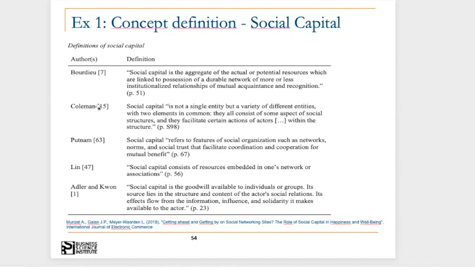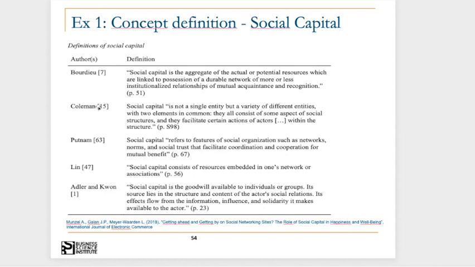The literature review should enable you to find the most cited authors in the research domain, but it should also enable you to give the most used definition. So we found 4 other definitions. For example, for Coleman, social capital is not a single entity, but a variety of different entities, so different persons or institutions, with 2 elements in common. They all consist of some aspect of social structures, and they facilitate certain actions of actors. So they facilitate links and exchanges.